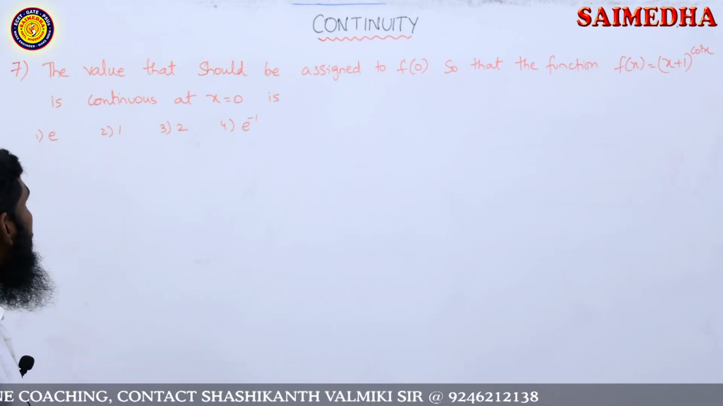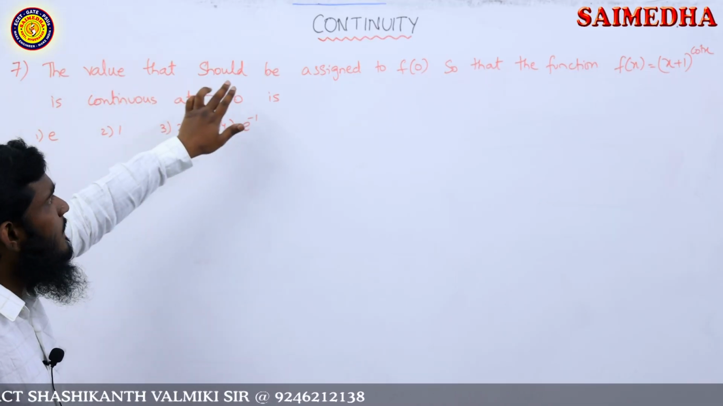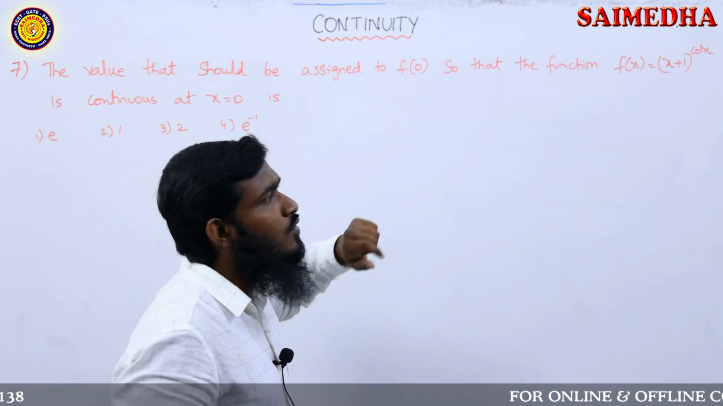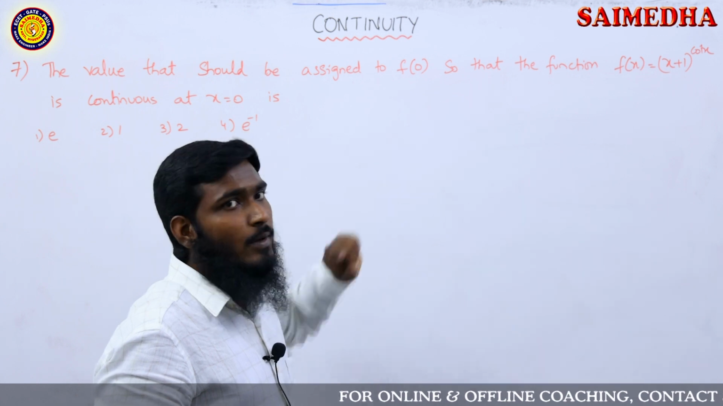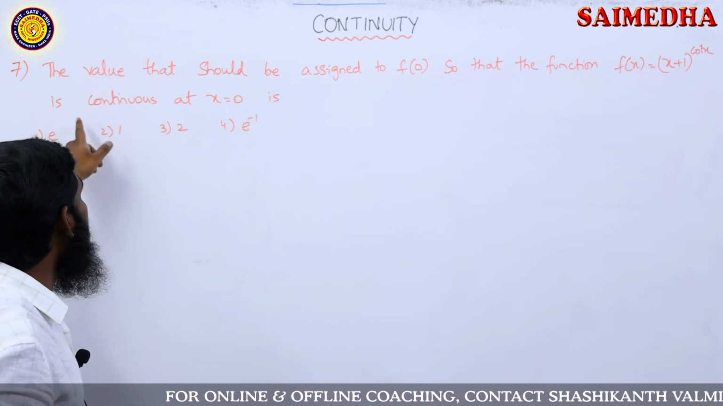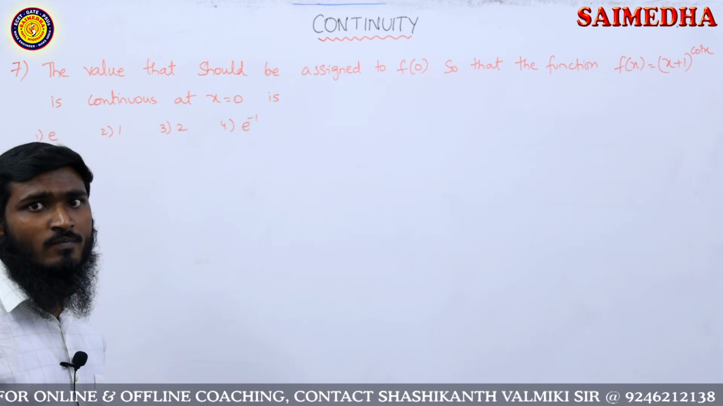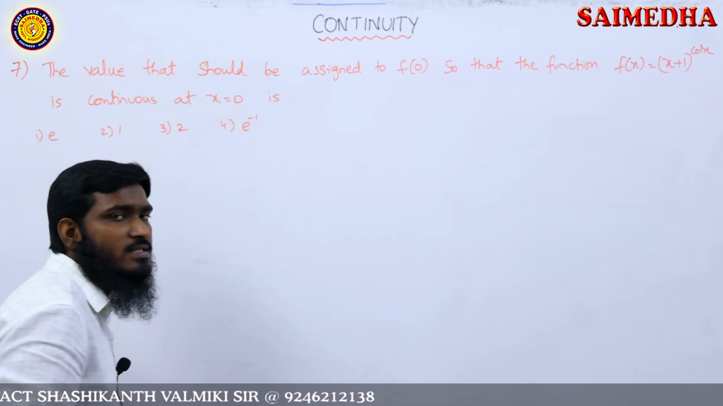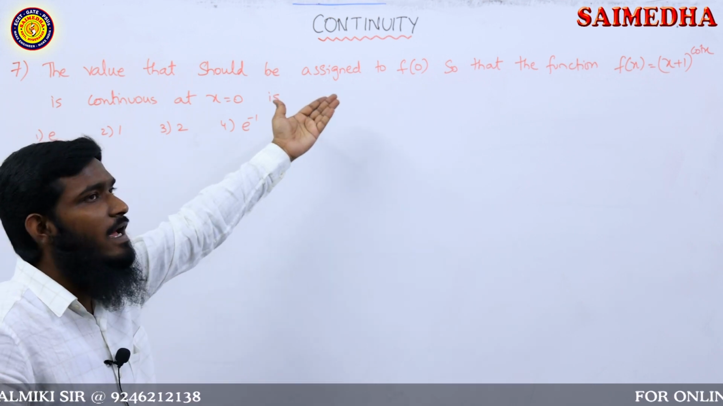Now let us see the next question over here. The value that should be assigned to f of 0 so that the function f of x equals (x plus 1) whole power cot x is continuous at x equals 0. Now what is the meaning of this? The value that should be assigned to f of 0 means, in simple words, we have to find the value of f of 0.